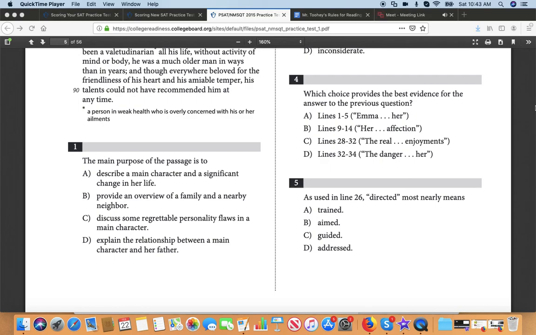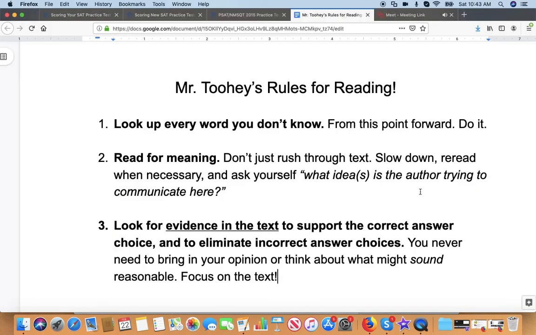here, and I want to go to the rules for reading here, starting with rule number 3. Caden, can you see that? Yes. Okay, great. Go ahead and read rule number 3.